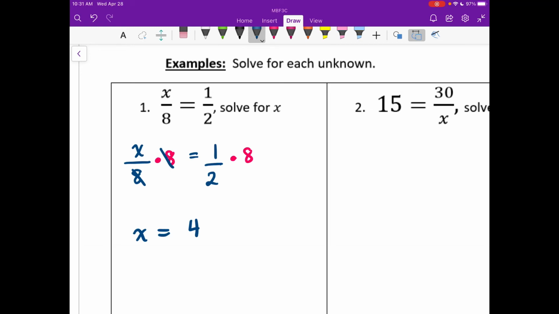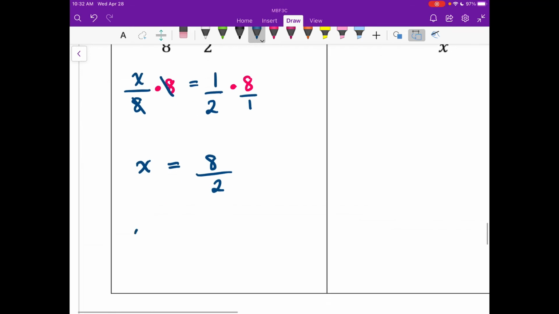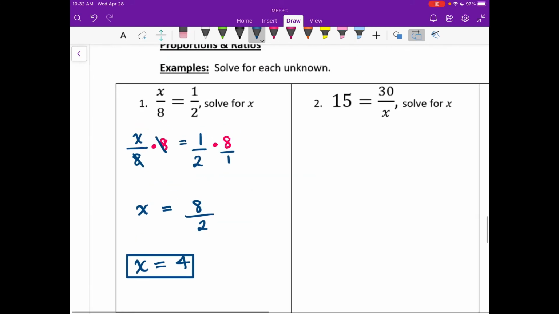You could also have done it in case you don't know where that 4 came from. 1 times 8 is 8. 2 times, and this is just over 1, 2 times 1 is 2. 8 divided by 2, x is equal to 4. You don't necessarily always have to show these steps. I'm just showing you how to do them.